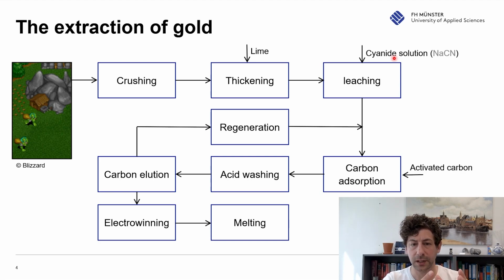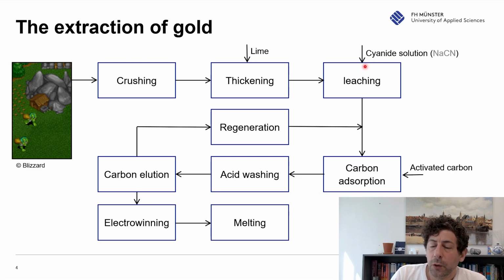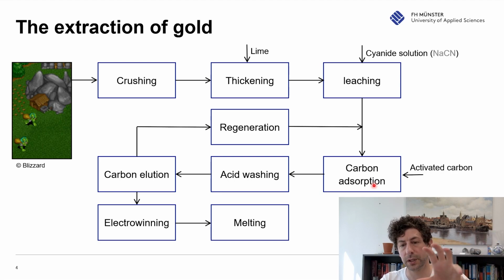The cyanide dissolves the gold, forms a cyanide complex and goes into the solution. And now we have the gold in our solution, and then we add activated carbon. And the gold cyanide complex now adsorbs to the carbon particles. So it goes from the ore to the carbon particles.